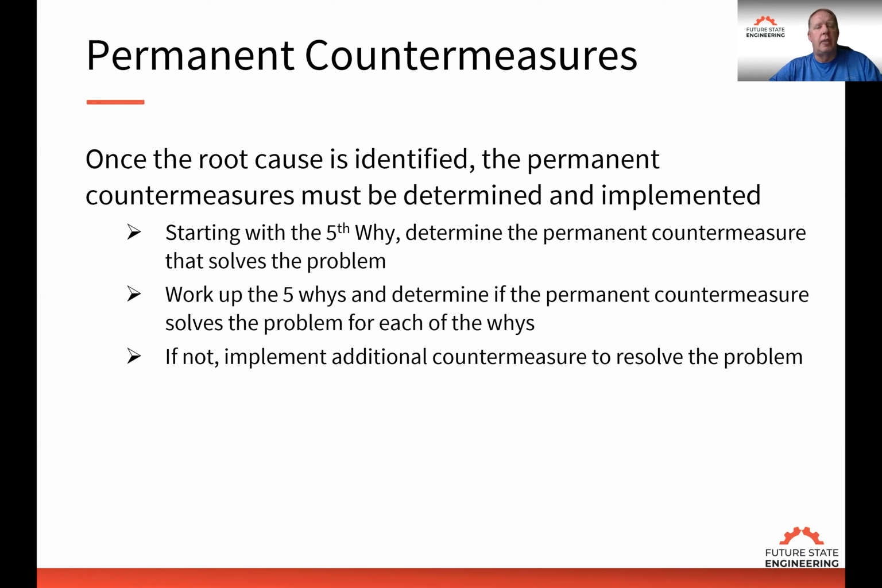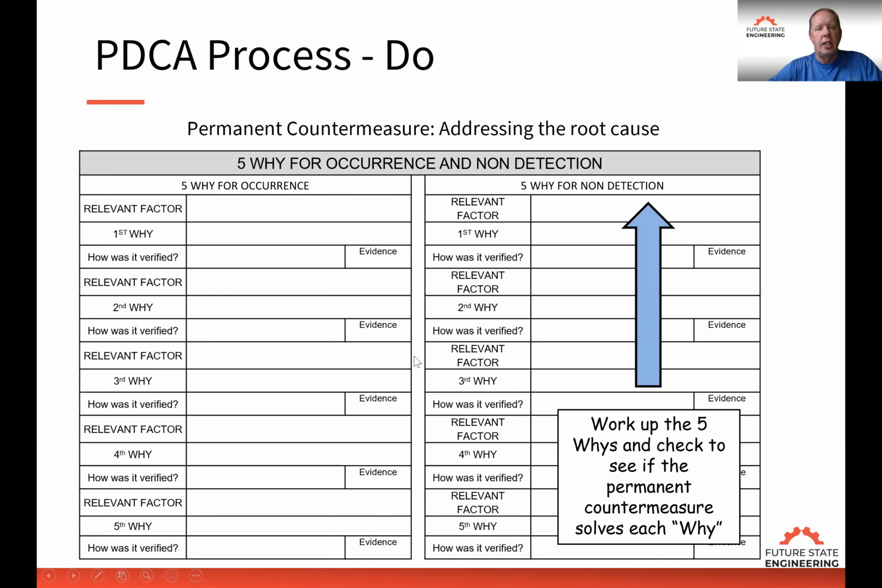We start at the 5th Y and work our way up to see if the countermeasure that we put in place for the 5th Y solves all the previous Y questions up the chain of the causality. So we start at the bottom, we answer the 5th why, we validate each of the whys with evidence and data, then we work up to see if that countermeasure solves each of the why statements up the chain.